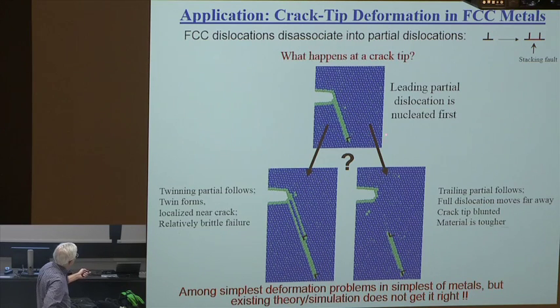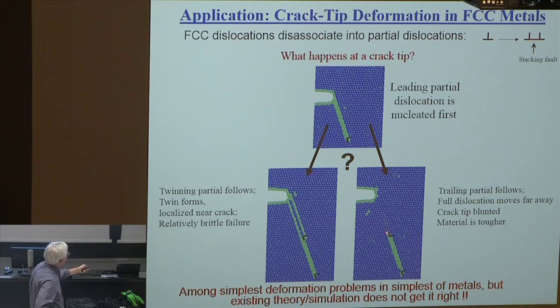There are two things that can happen. One is that the second part of the dislocation can be nucleated on the same plane, and then this forms the full dislocation, and this thing can move away off to infinity. The other thing that can happen is at the crack tip, you can nucleate another partial dislocation that's the same as the first one, but it's shifted by one lattice plane. And this is the beginning of a twin. A twin is a stack of these kinds of partial dislocations that exist in the material.